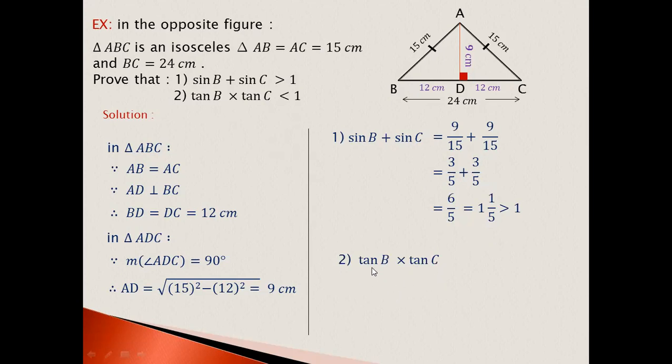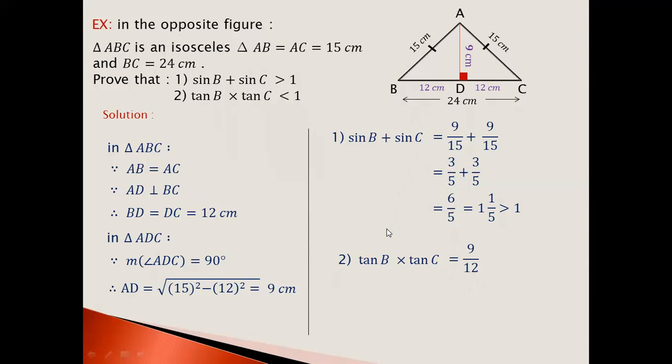We know that the tangent of the angle B equals the ratio of the opposite side of the angle B and the adjacent side of the angle B. So in the right angle triangle ADB, the opposite side of the angle B is 9 centimeter and the adjacent side equals 12 centimeter. That means tan of the angle B equals 9 over 12.